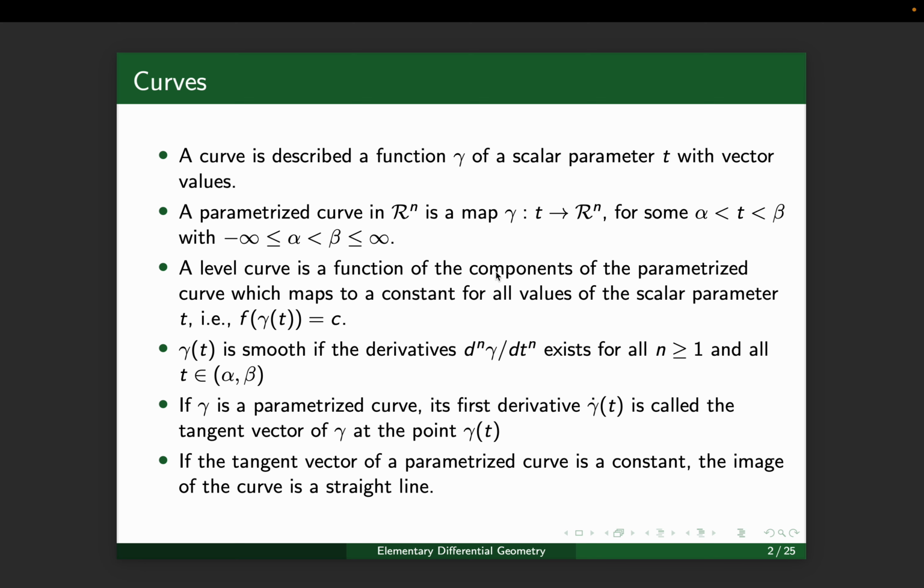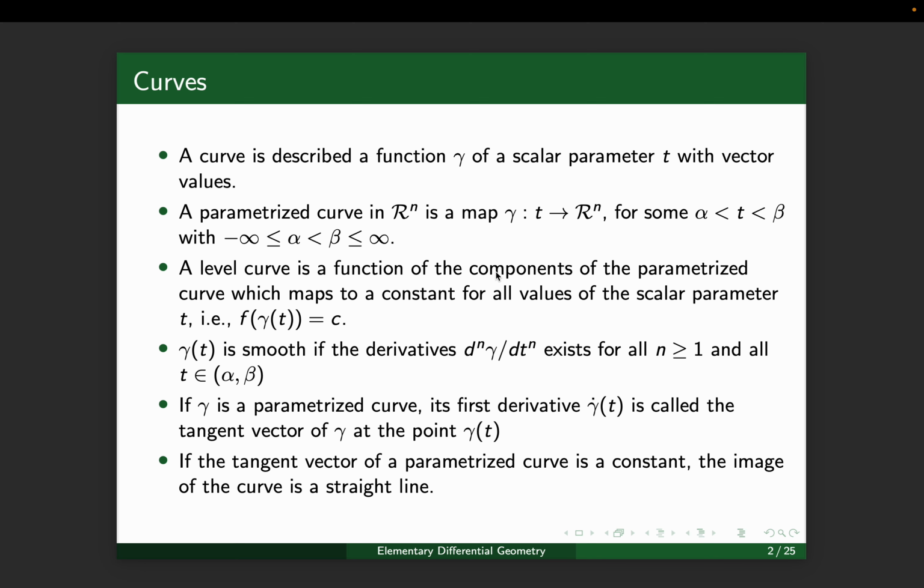If we can construct a function of the components of the parameterized curve which maps to a constant value for all the values of t, then this parameterized curve can be called a level curve. For example, let's say gamma of t is equal to sine of t comma cos of t. A function sine square t plus cos square t gives the value 1 for all values of t. Therefore, gamma of t equal to sine of t comma cos of t is a level curve.